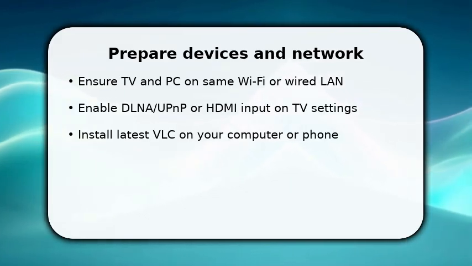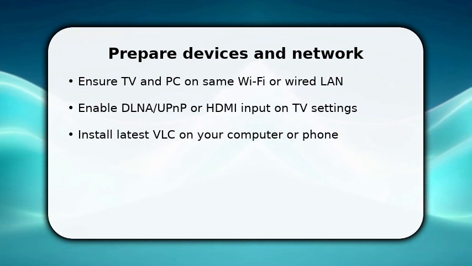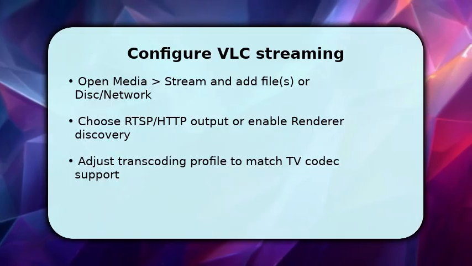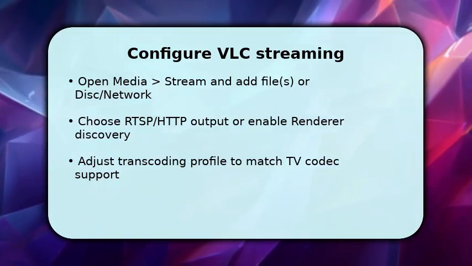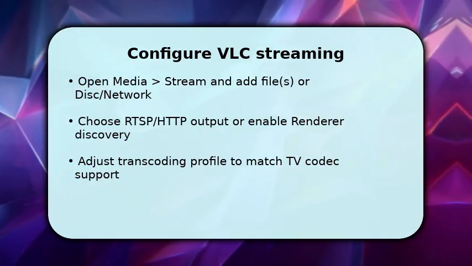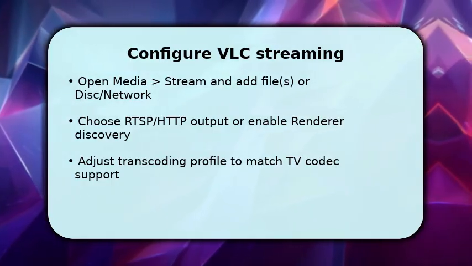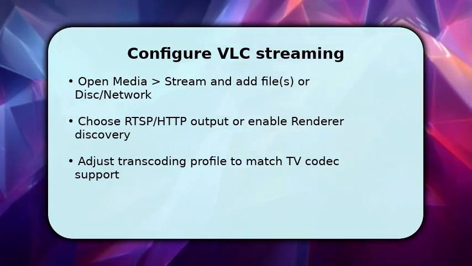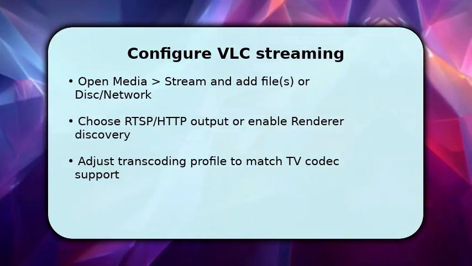Now, you're ready to begin the actual connection steps from VLC to the TV. You proceed by opening VLC and selecting Media, then Stream. Add the file, disk, or network source you want to play. Once the source is listed, click Stream and in the Destination step either pick HTTP/RTSP output and define a port, or use Renderer Discovery to find your TV automatically.